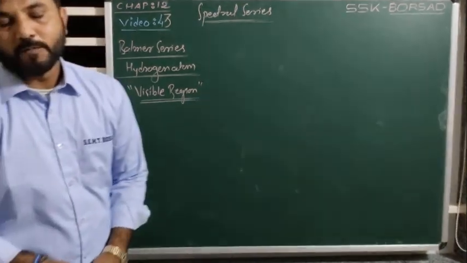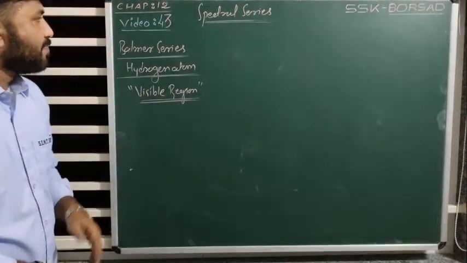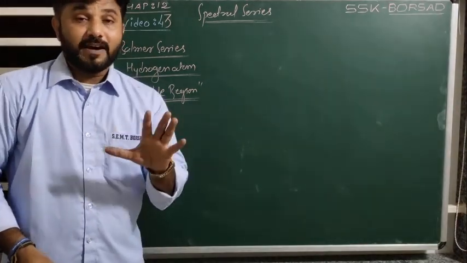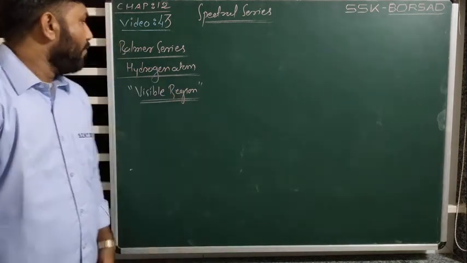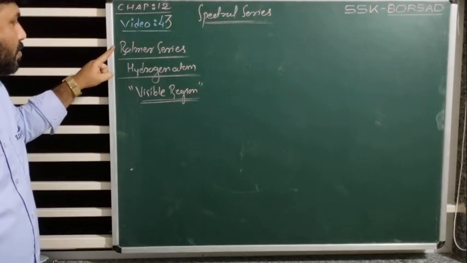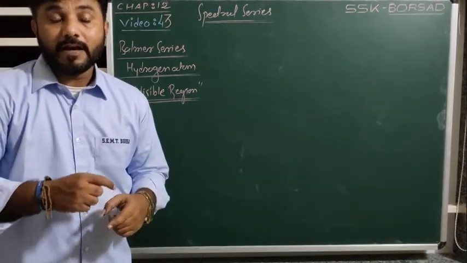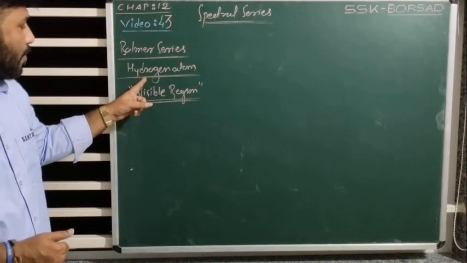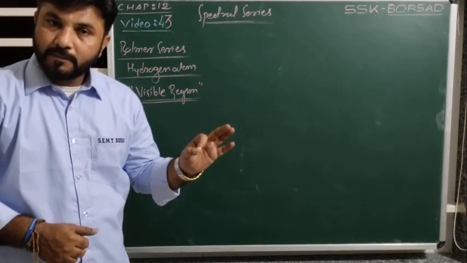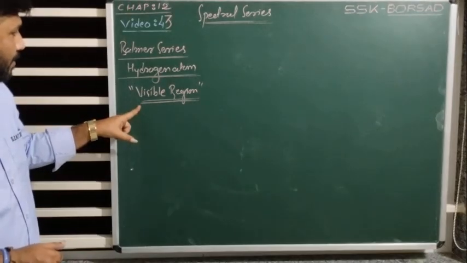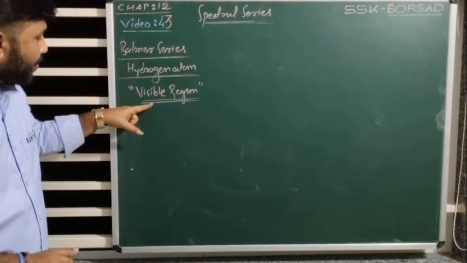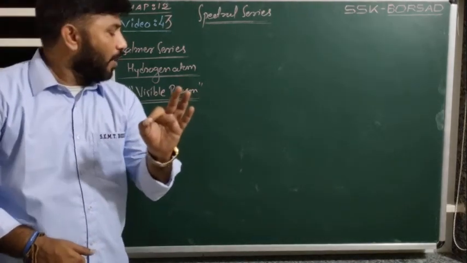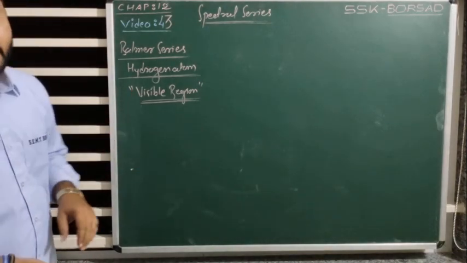Got it? Simple. Spectral lines have so many series, 5 series are there. Out of those 5, first we are taking Balmer series. So Balmer series was invented by scientist Balmer. That series is obtained for hydrogen atom. In that Balmer series, he used which light? Visible light. So Balmer series falls in the visible region.